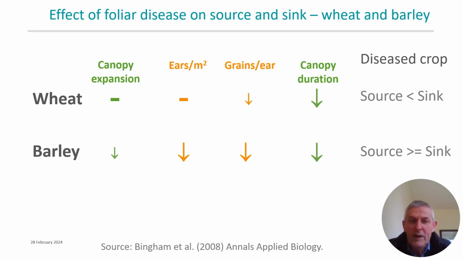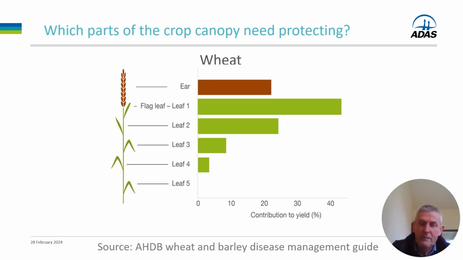So the effect on sink is bigger than the effect on source, and we already had a sink that was tending to be smaller than the source even in a healthy barley crop, and this has exacerbated that. So we now have, typically in a diseased barley crop, something that's quite severely sink limited, and what we really need to do is to protect the formation of sink during the period when tillering, tiller survival and floret survival are being determined.